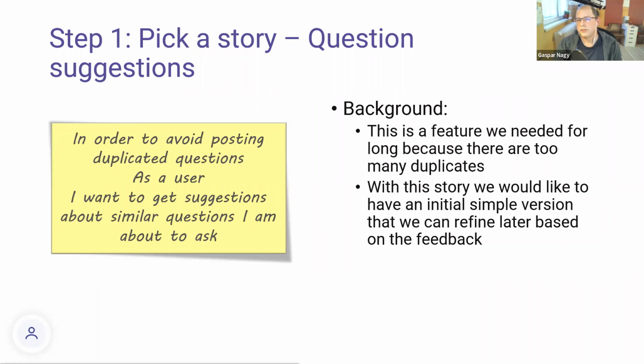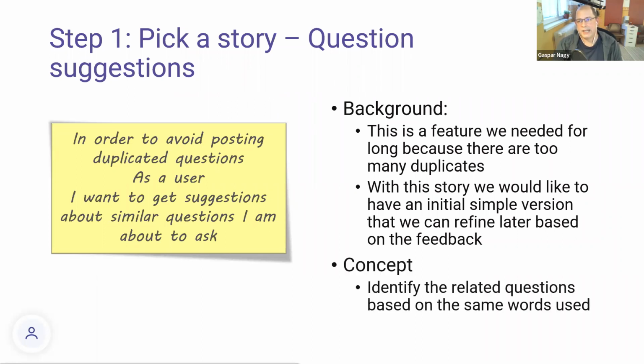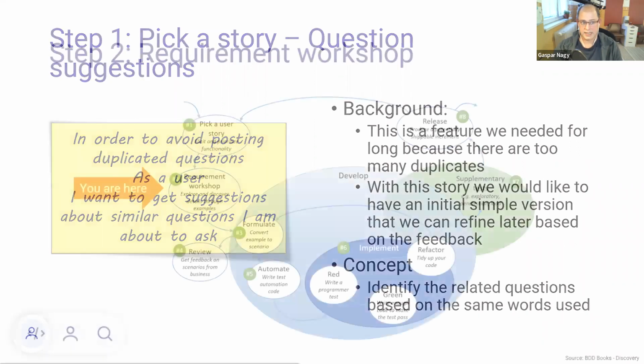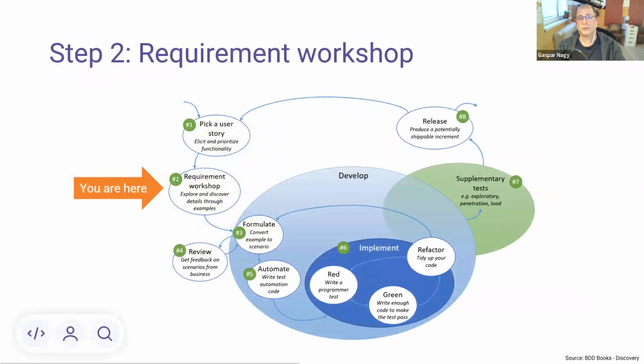We also have a very rough concept for that. Our concept is that initially we identify the related questions by the same words that are used. So if the same word is used in two different questions, we consider them somewhat related. That's what we imagined as a high-level concept, a high-level goal. But to be able to hand this knowledge over to the team and make it really a work item that the team can work on, we have to have some discussions.